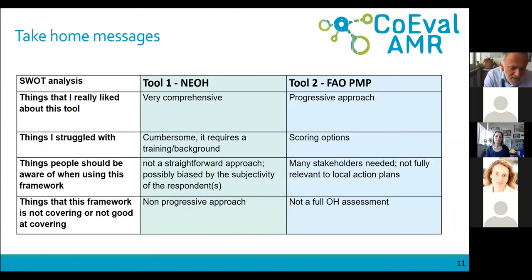On the other hand, FAO PMP is easier to apply and allows to evaluate the implementation of the different steps of a project. And it does not allow a full One Health evaluation and is not good at covering social and environmental components, which the NEO tool does. So that is basically the take-home message for the use of the two tools in our case study.